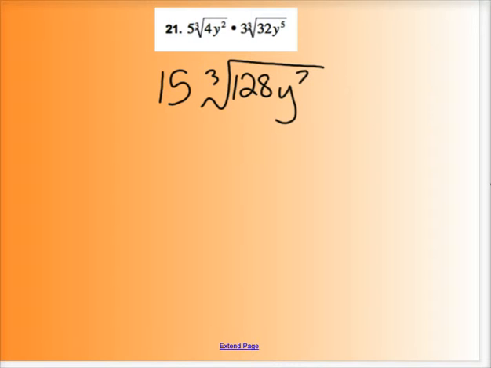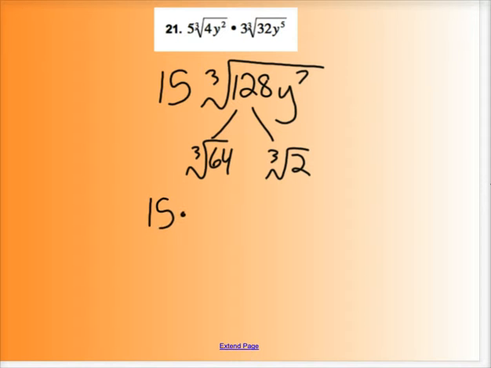All right, so here we're looking for what perfect cube divides 128. So you should notice on your power chart, 128 is divisible by 64. It is 64 times 2. So the cube root of 64 turns out to be 4. Then that 2 has to stay inside the cube root.